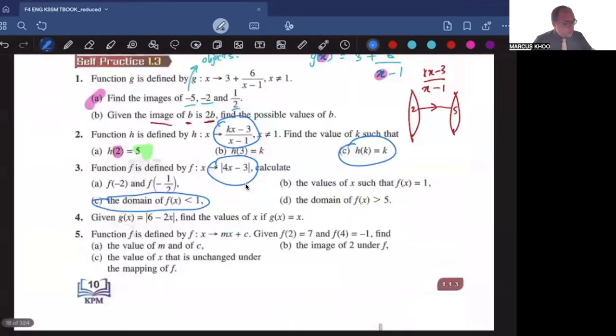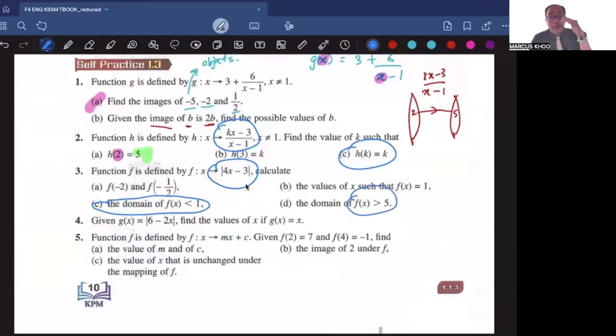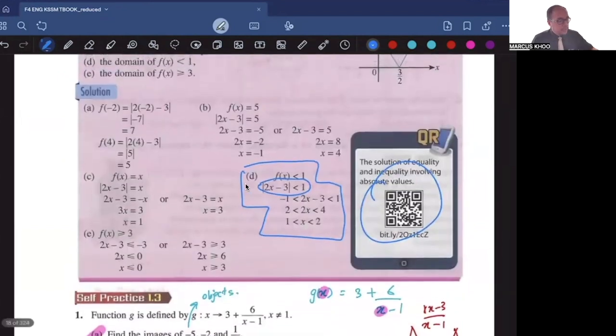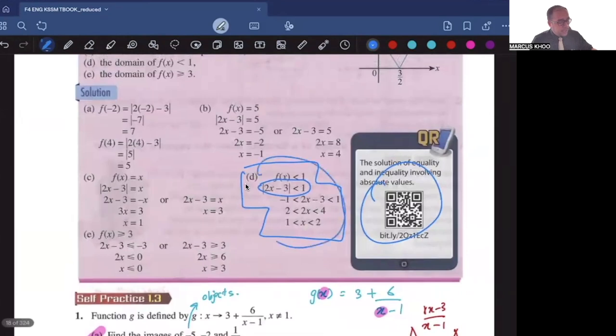Finally, the domain of f(x) is more than 5. Notice the difference between question C and D. C is less and D is more. Even in the example here, if the answer is less, the final answer will look something like this. But if the question is more, then you have to do it like this: less than this one and more than that one.